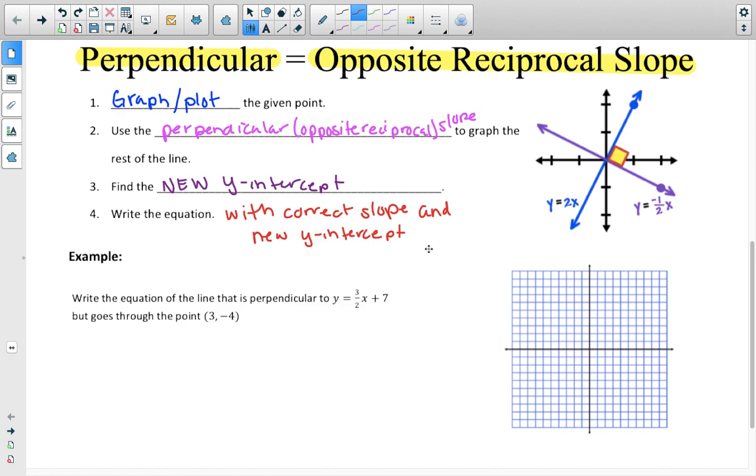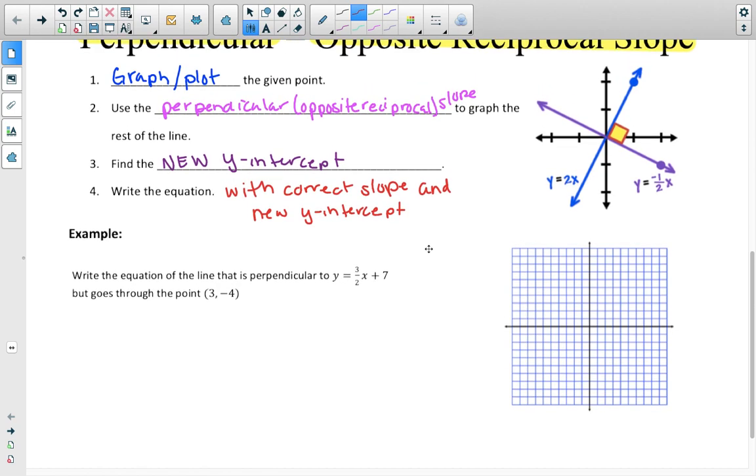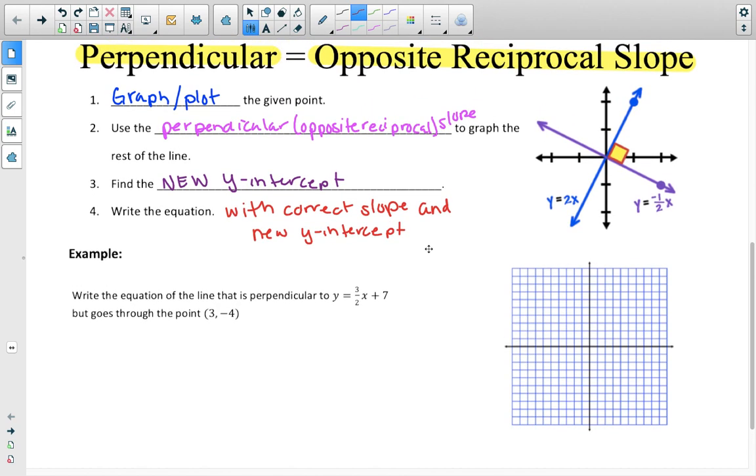So for this example, we can also find the equation of the line through a given point mathematically, which will be done in a separate video. So we're going to write the equation of the line that is perpendicular to y equals 3/2 x plus 7, but goes through the point 3, -4.